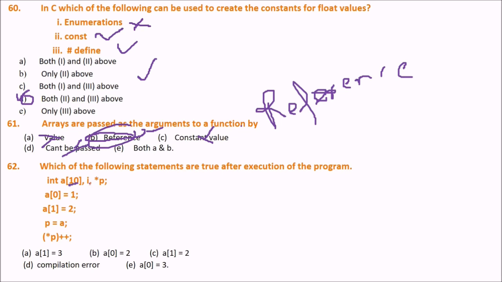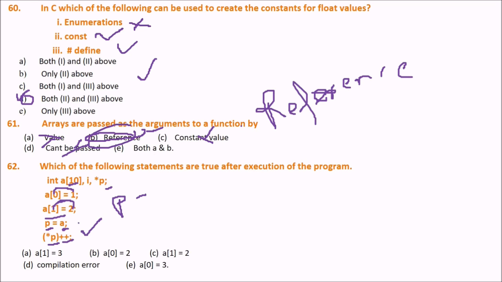Next is, which of the following statements are true after execution of the program? We have integer array A, we have I, we have an integer pointer. We assign 1 to the first value and 2 to the second array cell, to be more precise. Now we are assigning A to P, because A is the name of the array, that is the address of the first element will be assigned to P. Now we have star P plus plus.